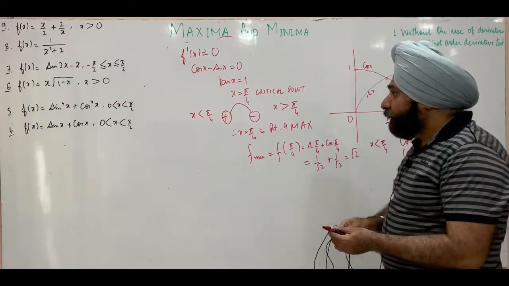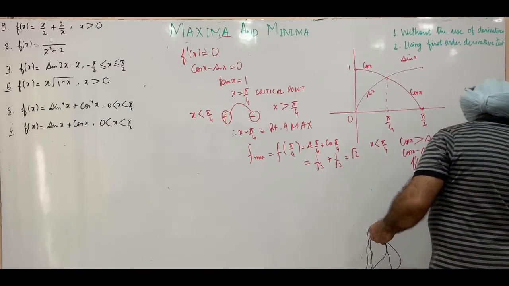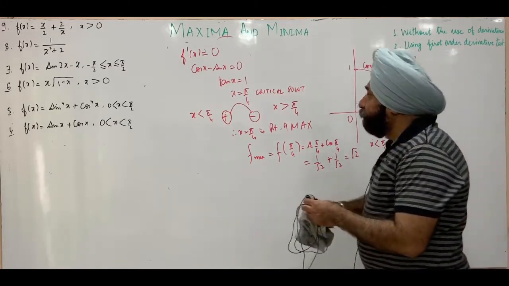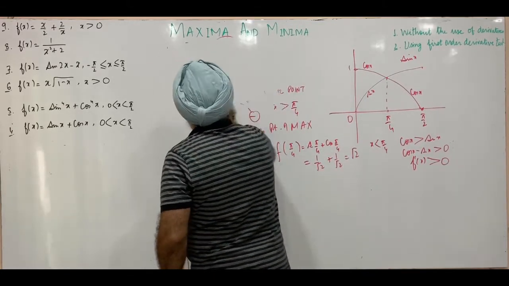Next one, f of x equal to sin raised to 4x plus cos raised to 4x, for 0 less than x less than pi by 2.